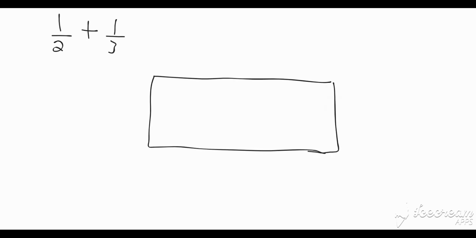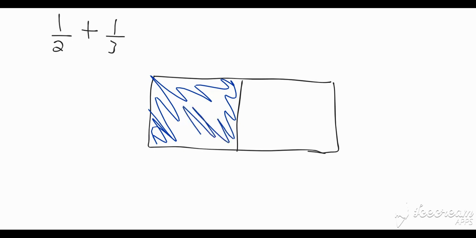Now a half means that I have two equal parts. So I'm going to cut this box vertically into two equal parts. Now, what a half means is that I'm going to have to shade one part out of these two equal parts. So let me use my blue here and I'm going to shade one entire part. In other words, I have shaded a half of this figure.